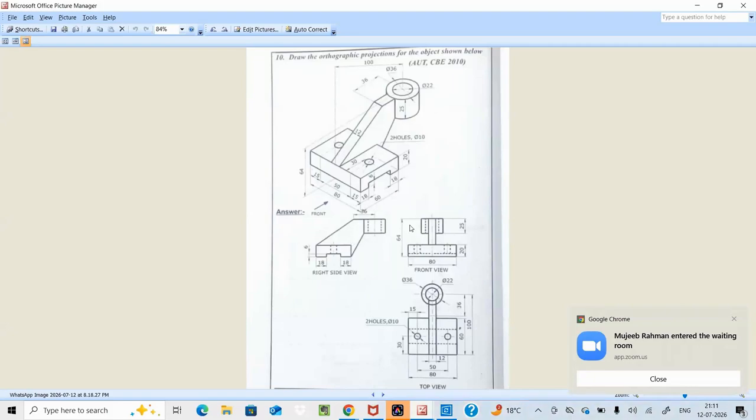Everyone are clear with this drawing? Any doubts in this one now? No.